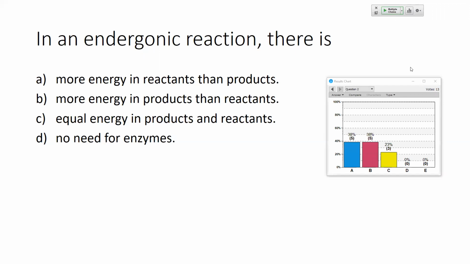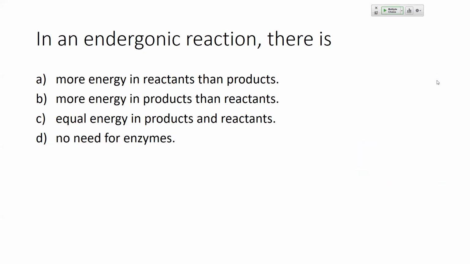Okay, so we got a bit of an even split between A and B, and then quite a significant amount of persons said C as well. So let's look at the question. In an endergonic reaction, there is more energy in reactants than products, more energy in products than reactants, or equal energy in products and reactants.